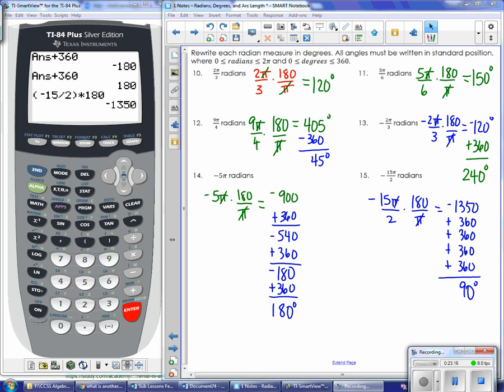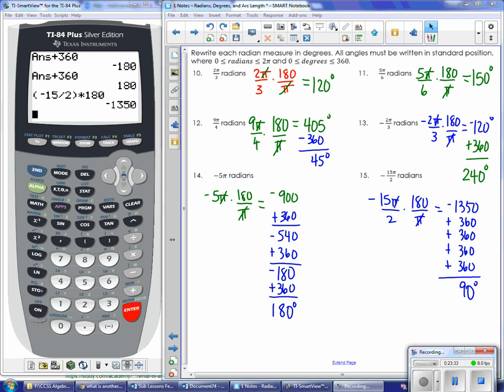Okay, so when you take negative 5 pi times 180 over pi, and you multiply, those pi's cancel, and you end up with a negative 900. So we know we need to add 360. But when I do that, I still have a negative 540. So I need to add 360 again, which is going to leave me with a negative 180. So I keep adding 360.